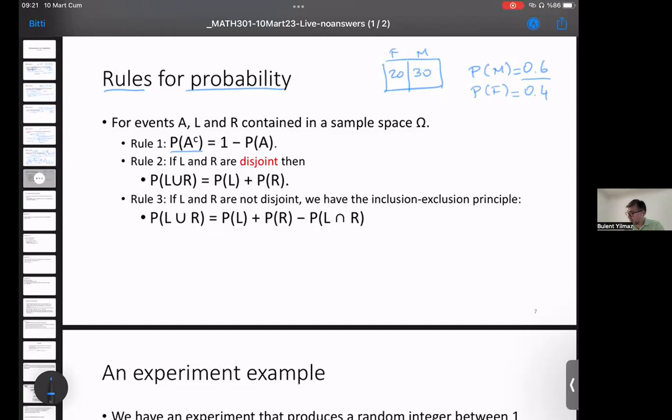Male and female are complementary to each other. So if I add male and female, I will have probability 1. These are the components of the whole group. There are 2 categories, groups.